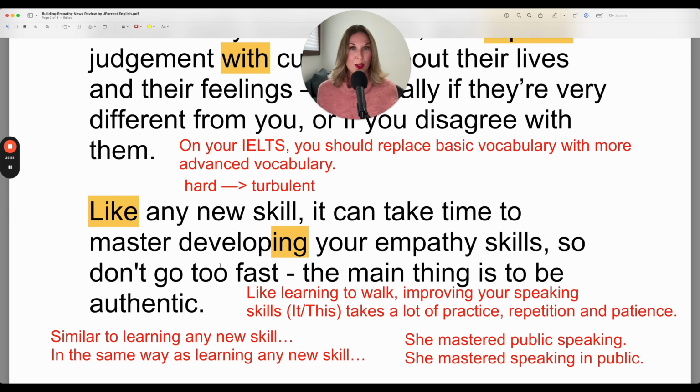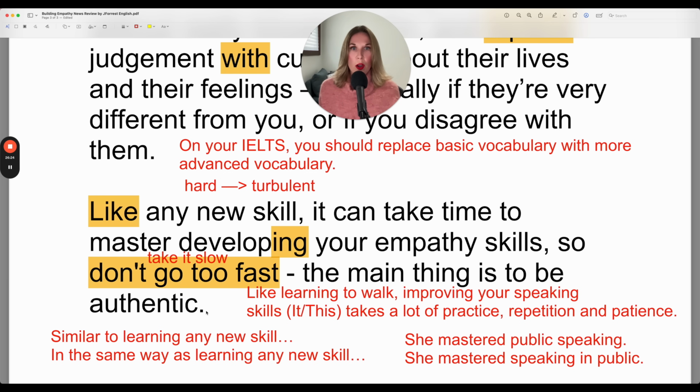So don't go too fast. Take it slow is another way of saying this. Don't go too fast. Another expression is take it slow. Take it slow. And in this case, the it represents whatever the action is. Take developing your empathy skills slow. But because we already said that, we replace it with it. Take it slow. The main thing is to be authentic.